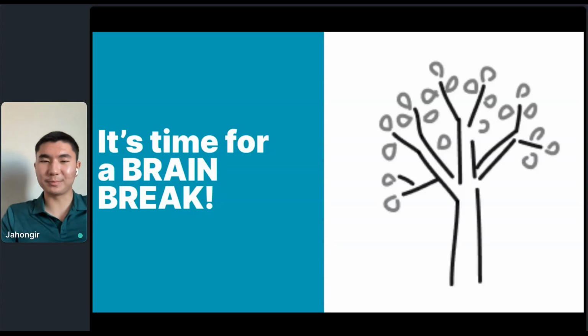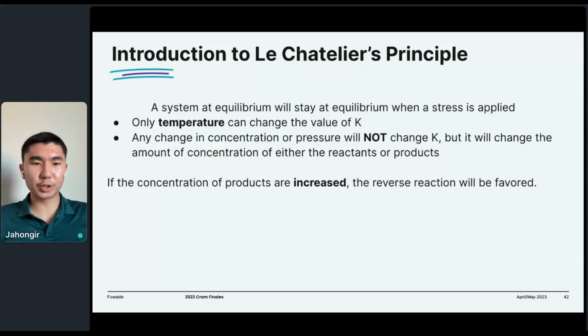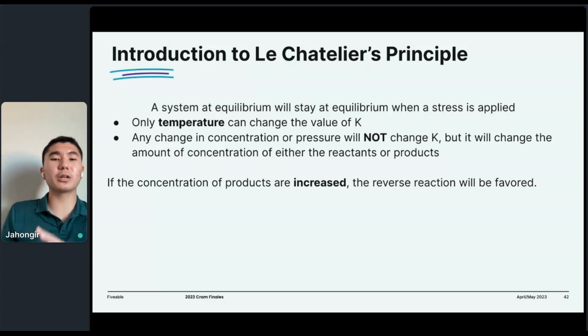Let's keep on going. So now let's talk about Le Chatelier's principle, which is basically applying temperature, pressure, and volume and relating that to equilibrium. A system at equilibrium will stay at equilibrium until a stress is applied, which is temperature, pressure, and volume. Now, temperature will only change the value of K, and any change in concentration or pressure will not change K, but it will change the concentration of either reactants and products. And if the concentration of products is increased, the reverse reaction will be favored.